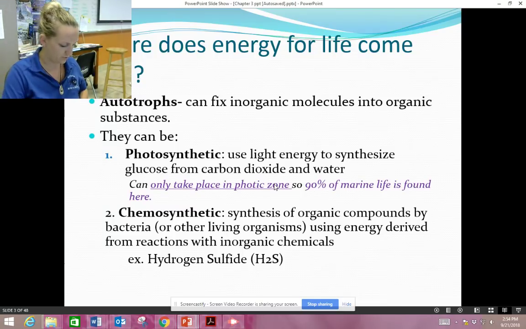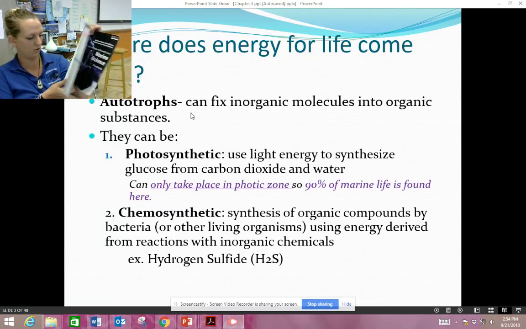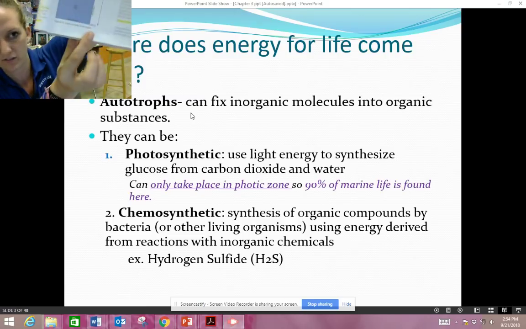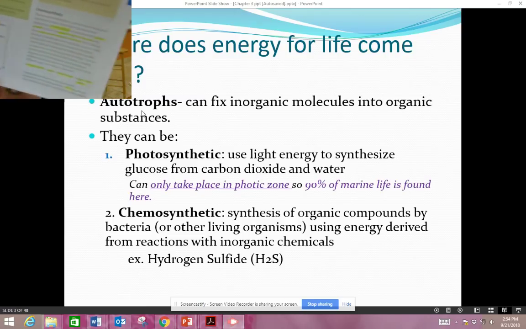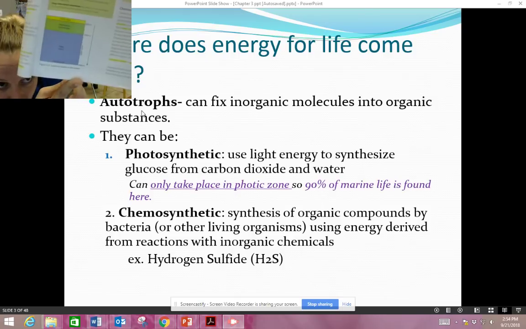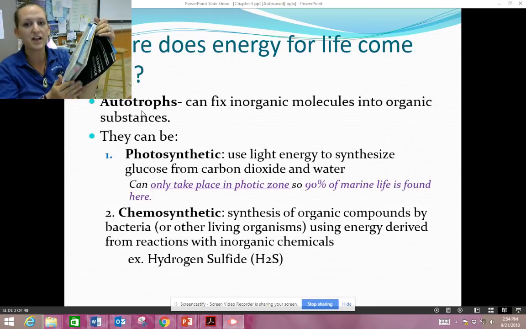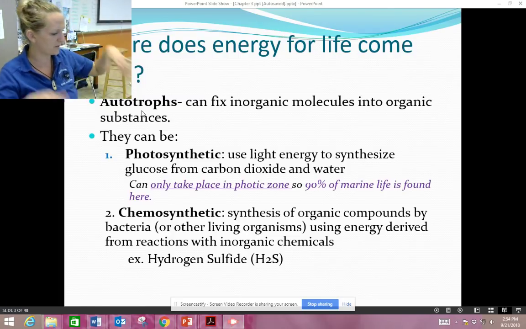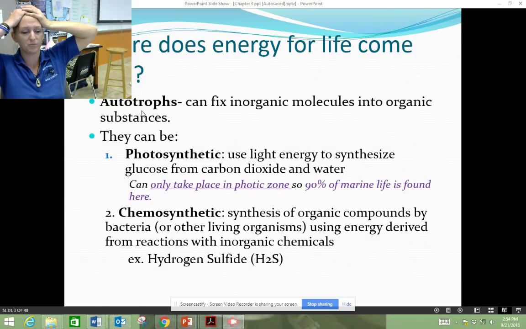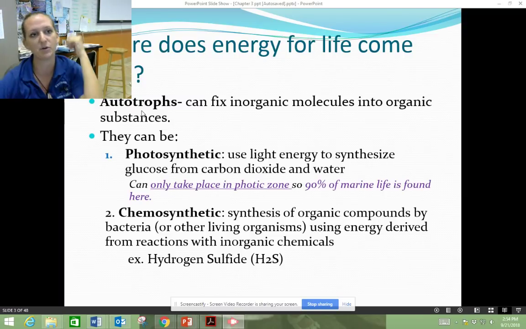The photic zone is only the first 200 meters. You can see it right there. It's only the first 200 meters of the ocean, just that little yellow line up there. And that's where 90% of our marine life is found, because we're going to get so much more energy from sunlight versus using dissolved minerals from the earth, like in chemosynthesis.